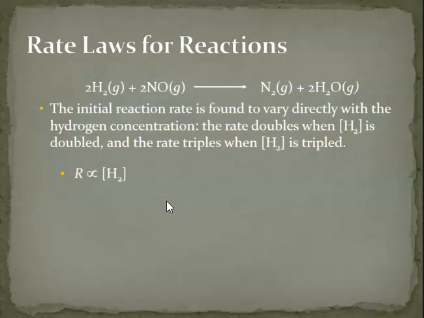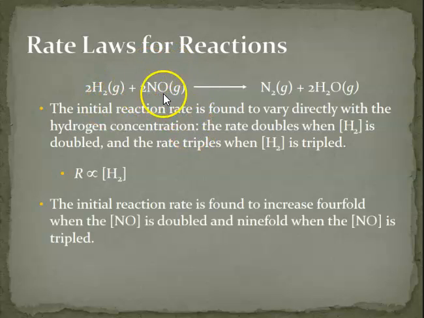Now I'm going to keep on experimenting. I'm going to hold hydrogen concentration steady. I'm not going to change it at all. I'm going to change the NO concentration and see what it does to the rate. I'm going to do a whole bunch of experiments, and I find that when I double the NO concentration, the reaction rate quadruples. When I triple this, it's 9 times faster. If I quadruple it, it's 16 times faster. If I cut it in half, it's 1/4. If I make it a third, it's 1/9.